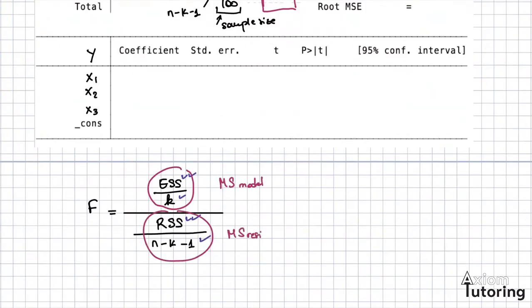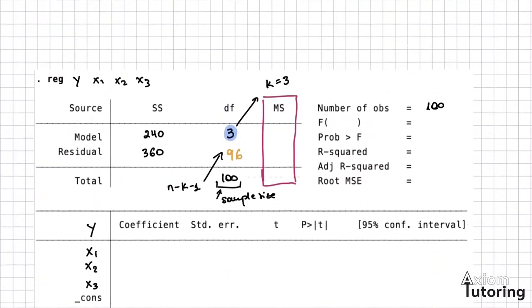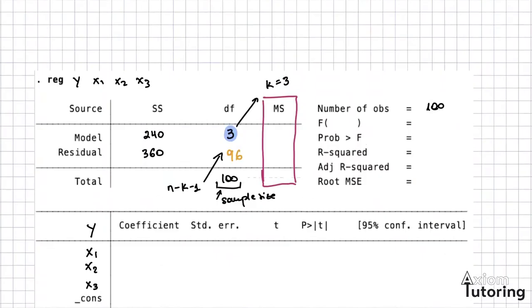Now, if you remember from the previous video, if we divide the sum of squares of the model by the degrees of freedom, then we get the mean square of the model, which in this case, 240 divided by 3, is simply 80. For the residual, exactly the same: 360 divided by 96, which should give you 3.75.